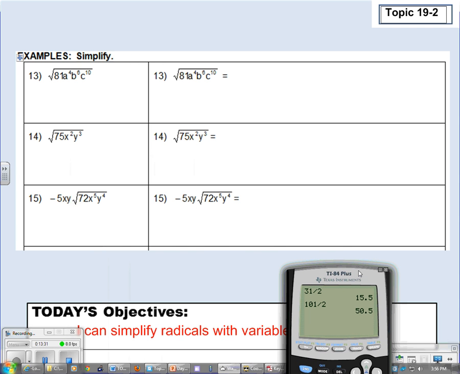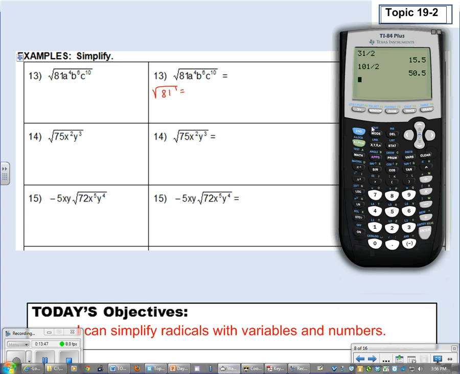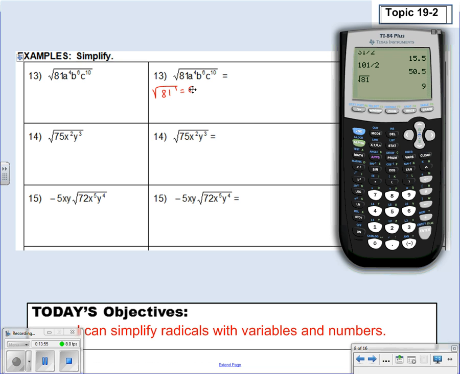Right, now we have both variables and numbers, and so we're going to, in a sense, do two problems. I want to work with the numbers, and I also want to work with the variables. So I'm going to split it up, and let's do the numbers. I want the square root of 81, and when we did these yesterday, our first thing was to do it on the calculator and see if it is a perfect square. So square root of 81, and sure enough, we get it's equal to 9.